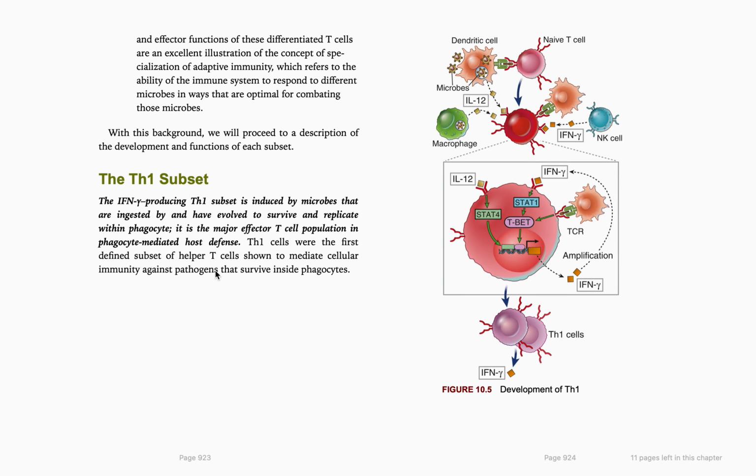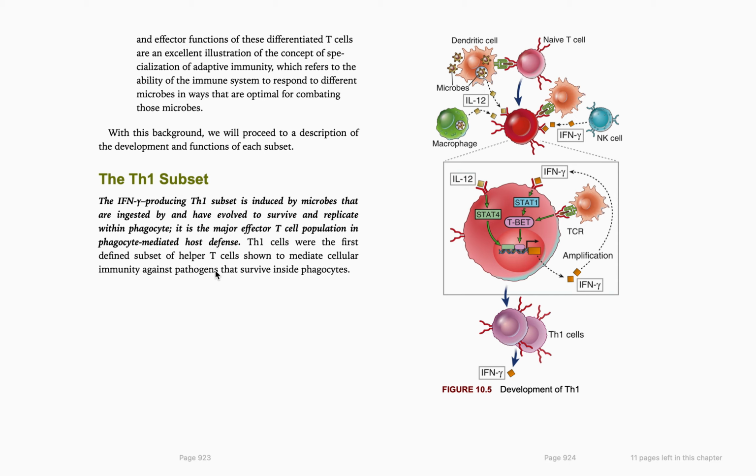The generation and the effector functions of these differentiated T cells are an excellent illustration of the concept of specialization of adaptive immunity, which refers to the ability of the immune system to respond to different microbes in ways that are optimal for combating those microbes. With this background, we proceed to a description of the development and function of each subset.